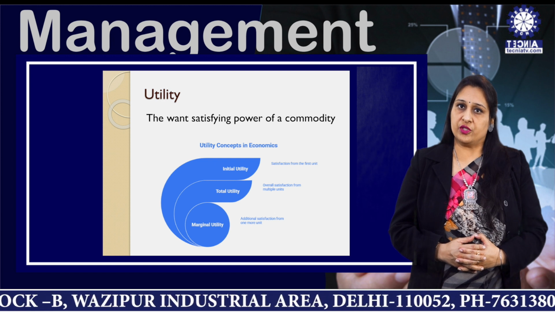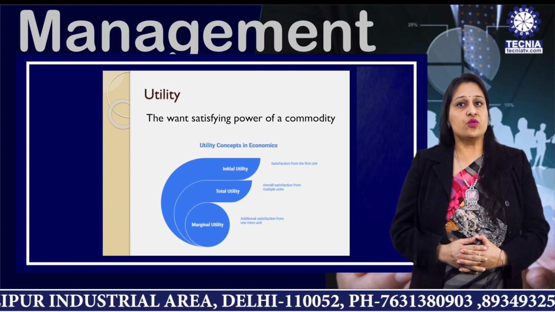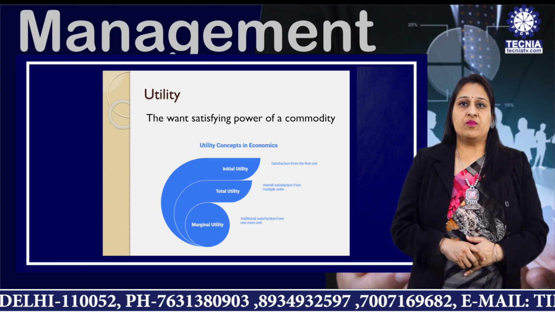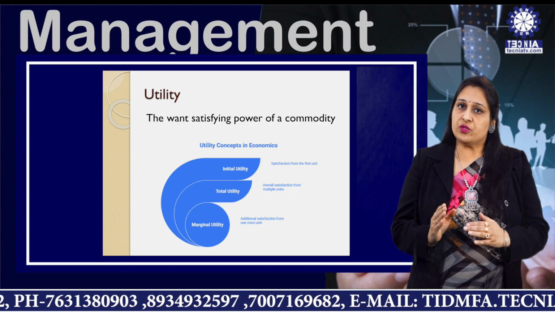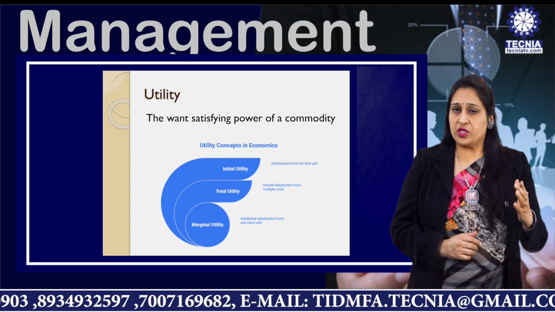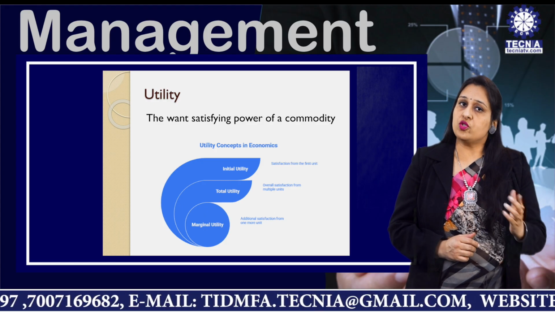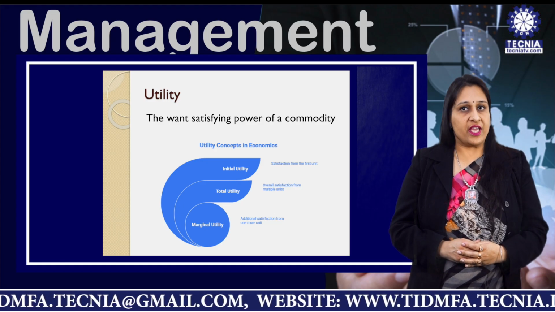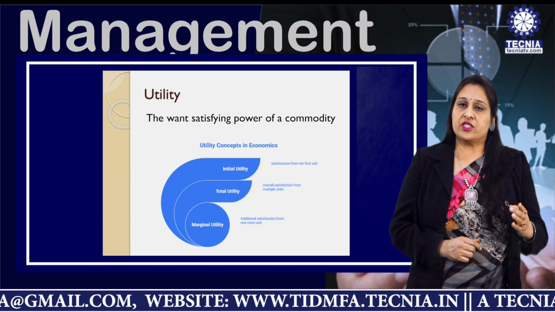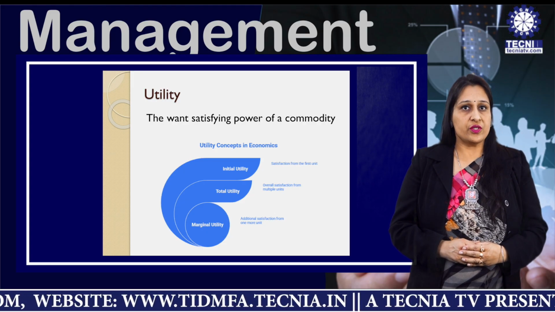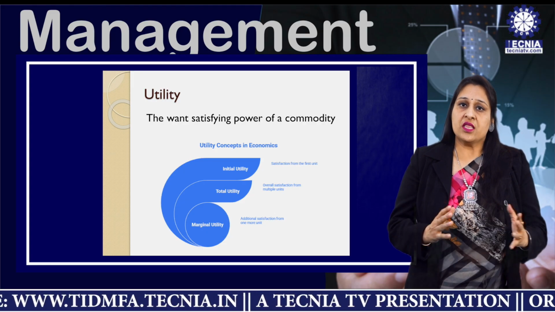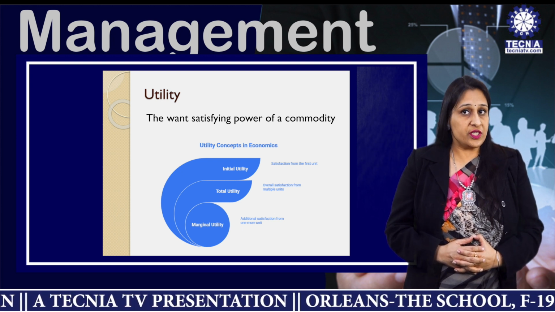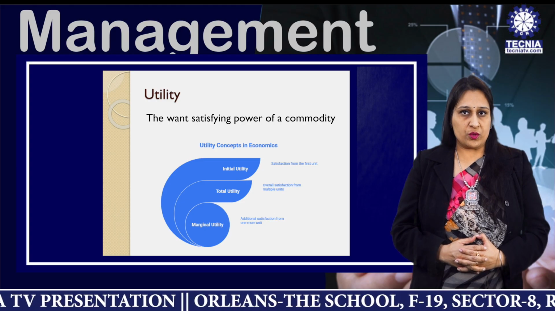Third one is marginal utility. It means addition made to total utility by consuming an additional unit. It can be measured with the help of a formula, which is marginal utility of nth unit is equal to total utility of n minus total utility of n minus 1, which is marginal utility of nth unit is equal to total utility of nth unit minus total utility of n minus 1. The two basic approaches for studying consumer behavior are the Cardinal Utility Approach and Ordinal Utility Approach.